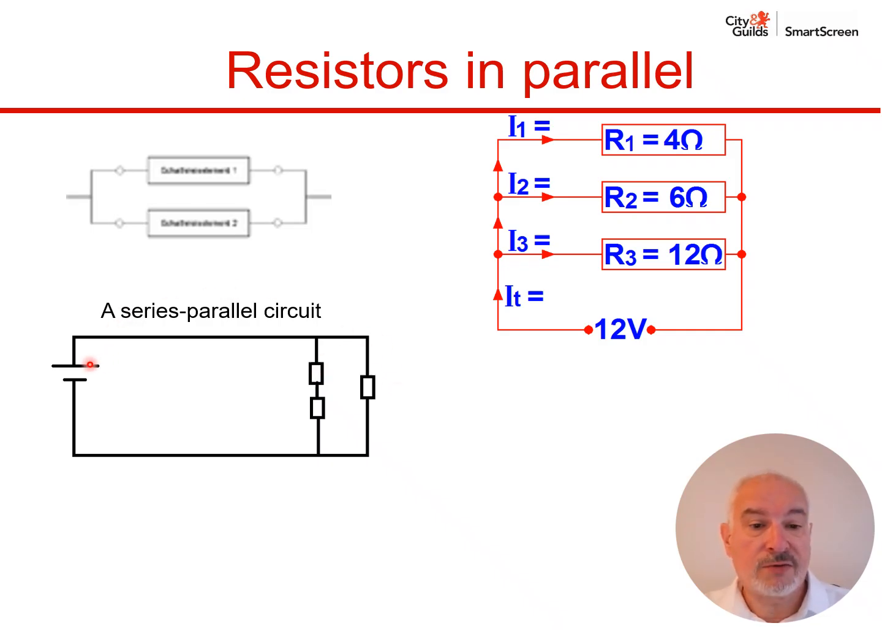So it means that as current flows through this circuit, some of the current will be diverted to flow through these two resistors, and some of the current would flow through this resistor. So the two resistors are in series with each other, but they are in parallel with the other resistor.